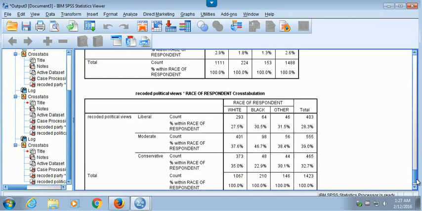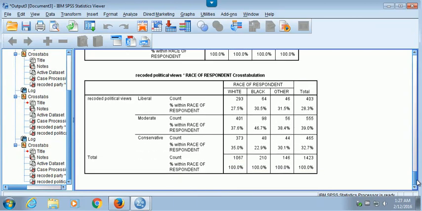If you scroll down to political views, you will see that these differences dissipate a bit. So if you look across liberal, you'll see there's not a substantial difference between white, black, and other. Even amongst moderate, there's not a huge difference. You're looking at, maybe between white and black, blacks are a little more likely to identify as moderate than whites, as well as blacks are more likely to identify as moderate than people who identify as other race.